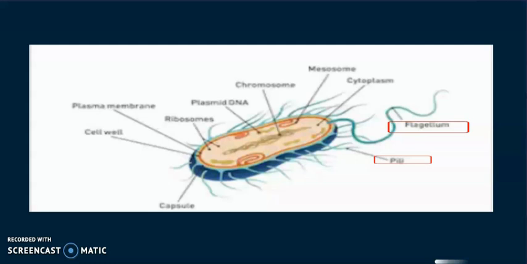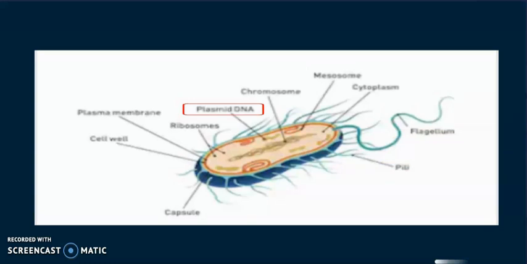Now, let us see an interesting feature of the prokaryote. This is the plasmid DNA. The plasmid DNA is an extra chromosomal DNA present in prokaryotes. They carry extra and special characteristics such as antibiotic resistance, marker genes, etc.